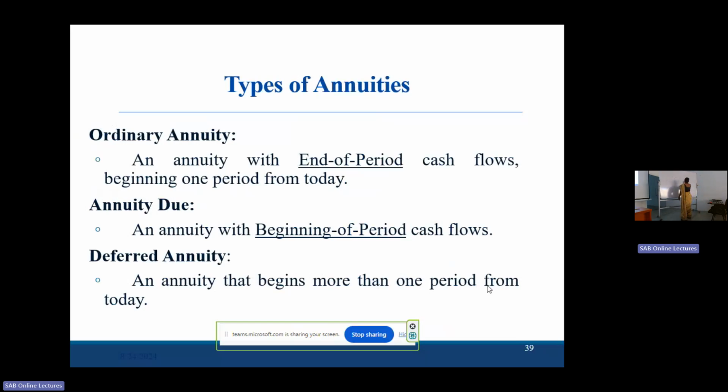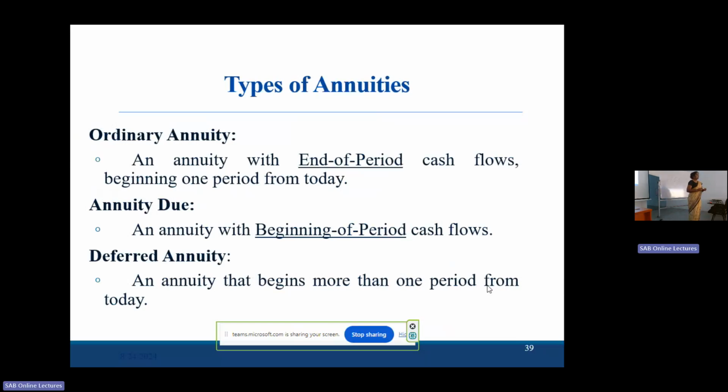Suppose this same annuity occurs like this, say 0, 1, 2, 3, with 1000 occurring at the beginning of year 1, beginning of year 2, beginning of year 3. We call this an annuity due because here the cash flows occur immediately at the beginning of the period. So in an annuity due, cash flows occur at the beginning of the period.